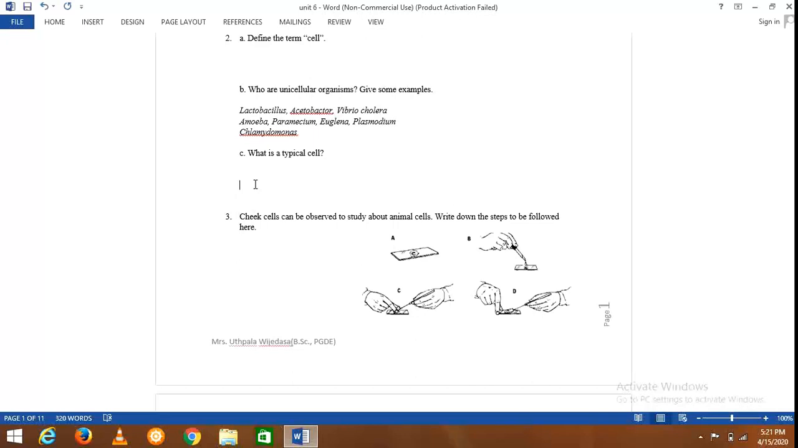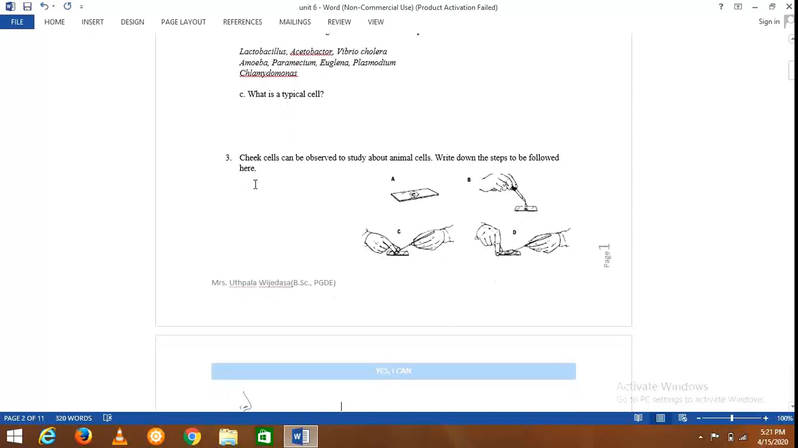Then in the laboratory you will have to observe examples for animal cells and plant cells. So we are considering cheek cells as an example for animal cells, as it is easy to obtain. So writing the steps to be followed in order to observe cheek cells is very important. You have to remember these steps because these have become popular questions in past term test papers as well.